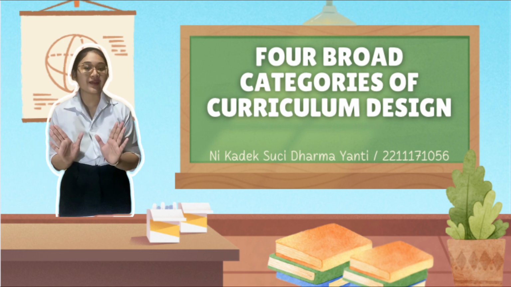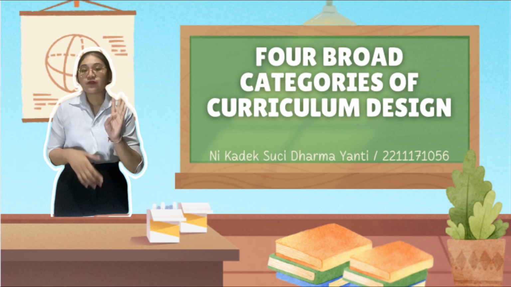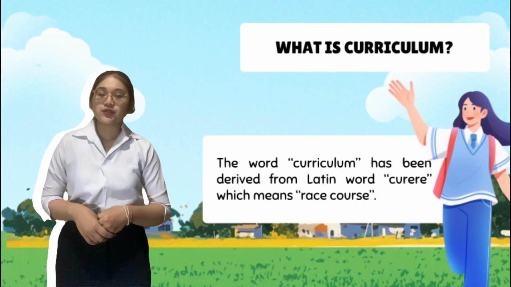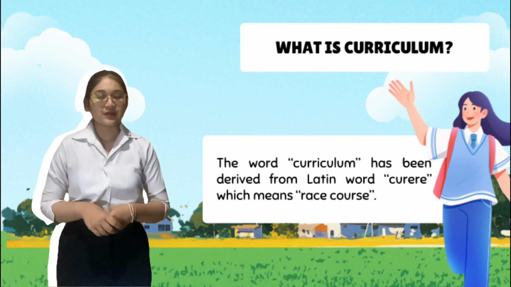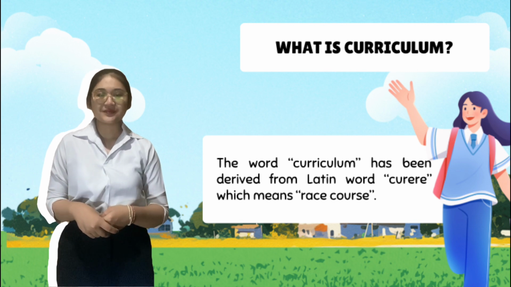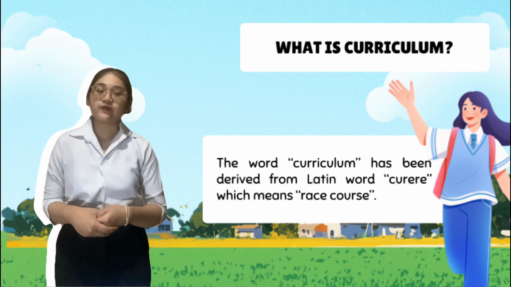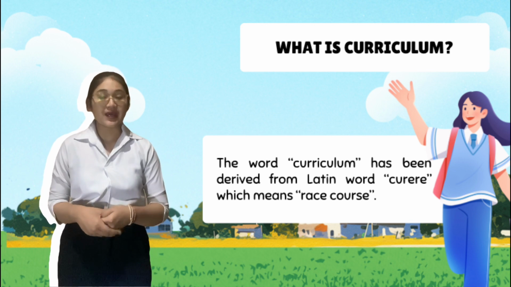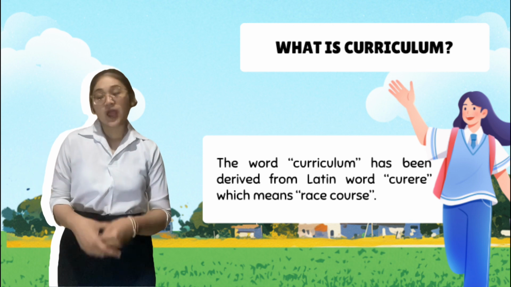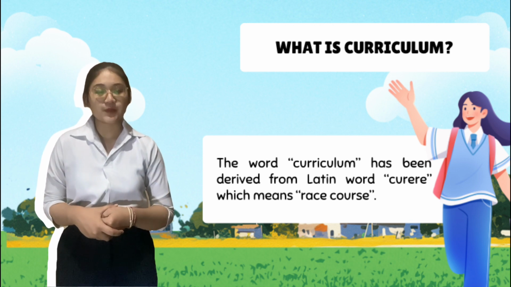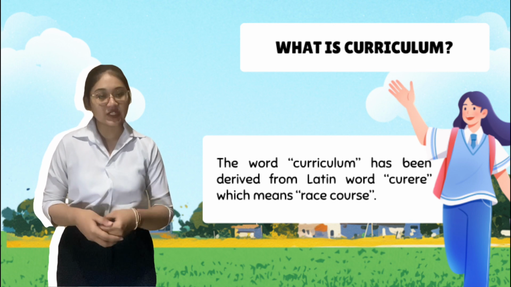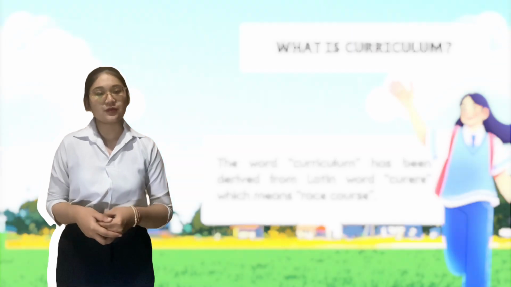University. On this occasion, I would like to explain about the four broad categories of curriculum design. But before that, let me introduce what curriculum is, because you might feel confused and have no clear idea about what curriculum means. So, the word curriculum has been derived from the Latin word currere, which means race course. So from here, we can get the point about the curriculum. Curriculum is a totality of experiences of each learner under the influence of teacher, school, or institution.